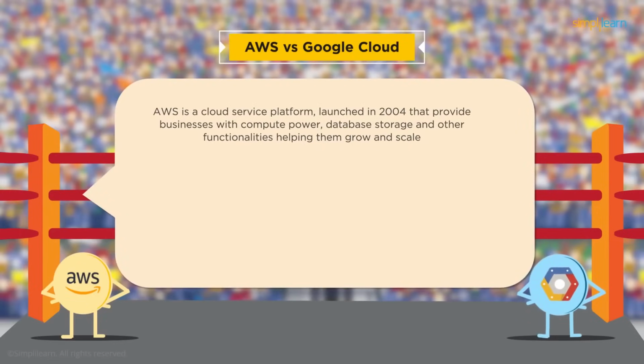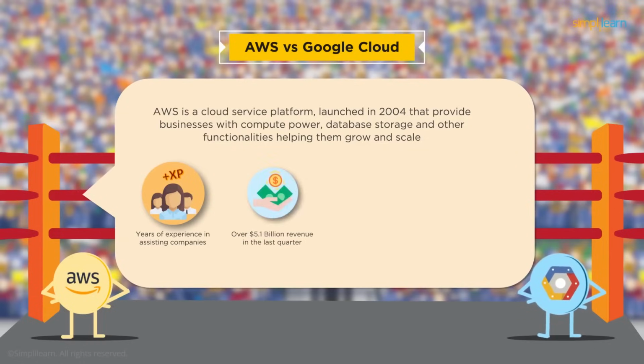Now first let's talk about AWS. AWS was launched in 2004 and is a cloud service platform that helps businesses grow and scale by providing them services in a number of different domains. These domains include compute, database, storage, migration, networking, and so on. A very important aspect about AWS is its years of experience. AWS has been in the market a lot longer than any other cloud service platform, which means they know how businesses work and how they can contribute to the business growing.